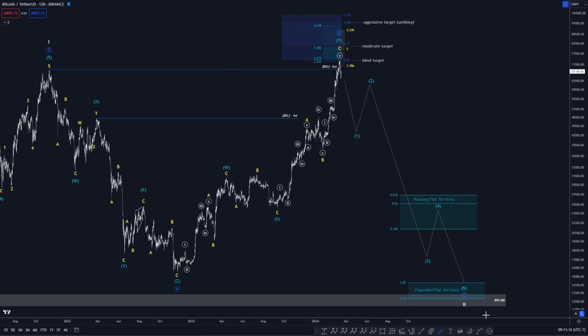Probability-wise, we're going to look for an expanded flat because once again, that's most likely to occur out of all the flat patterns. But for now, we're just going to monitor this zone.